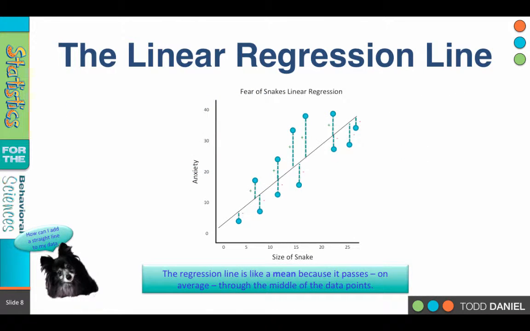So if we were to look at a simplified form of this, what we would see is that the distance of any point to the line could be added up and balanced against the distances of those on the other side of the line. So in this case, we have the size of the snake and the anxiety produced, and we see a fairly strong positive relationship for fear of snakes with our linear regression line. That linear regression line is like a mean because it passes on the average through the middle of the data points. And then what we're going to want to do is use that regression line for prediction.